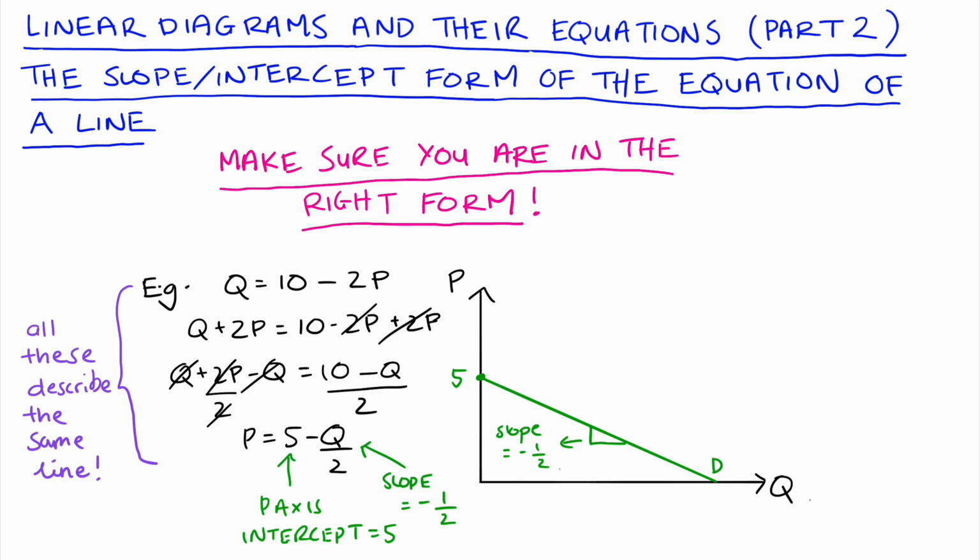And just to link this to some of the things that I was talking about earlier in this course, in our function notation, this first form would be quantity modeled as a function of price. In the last equation, it would be price modeled as a function of quantity.